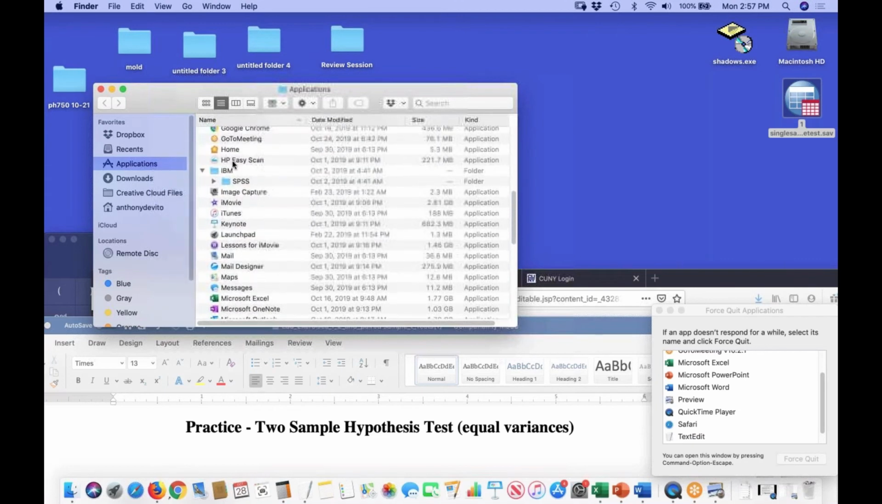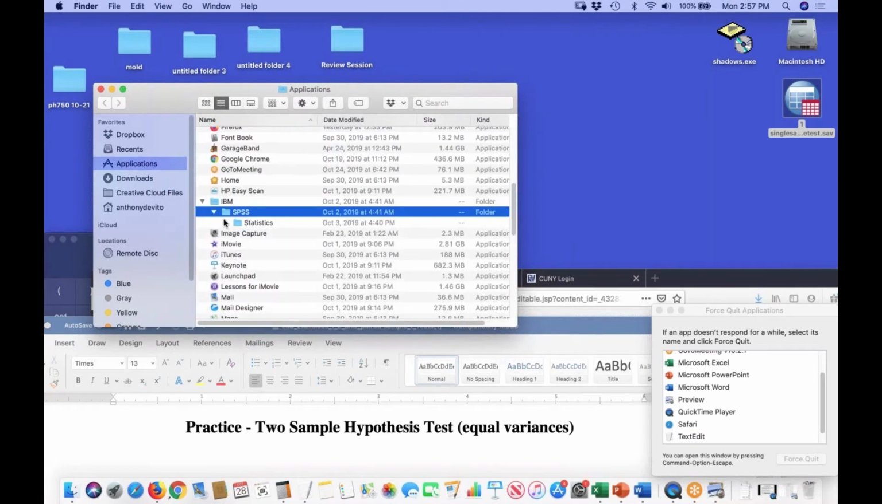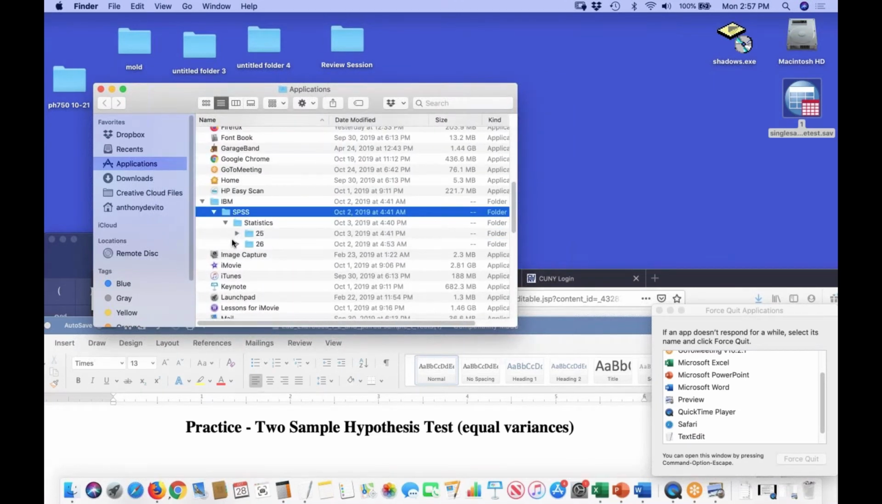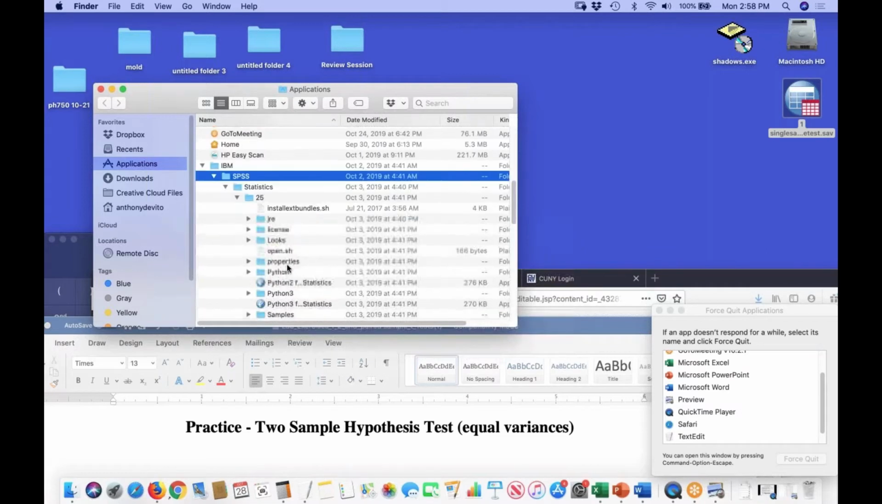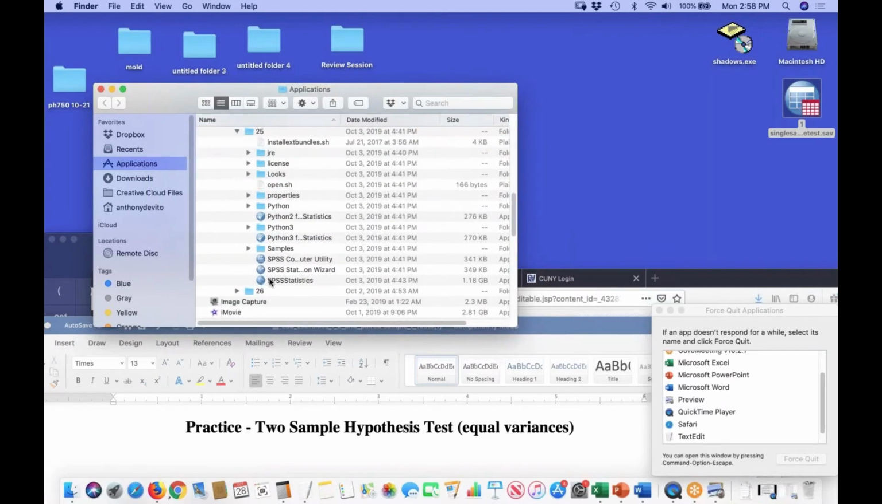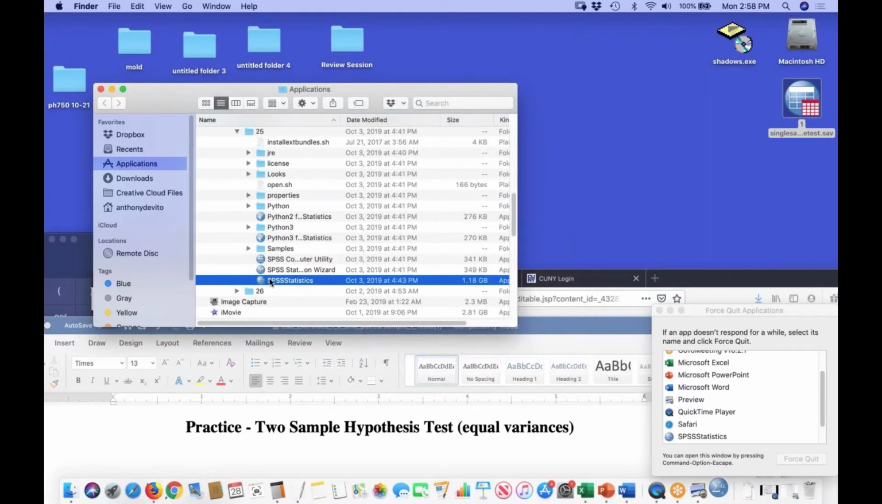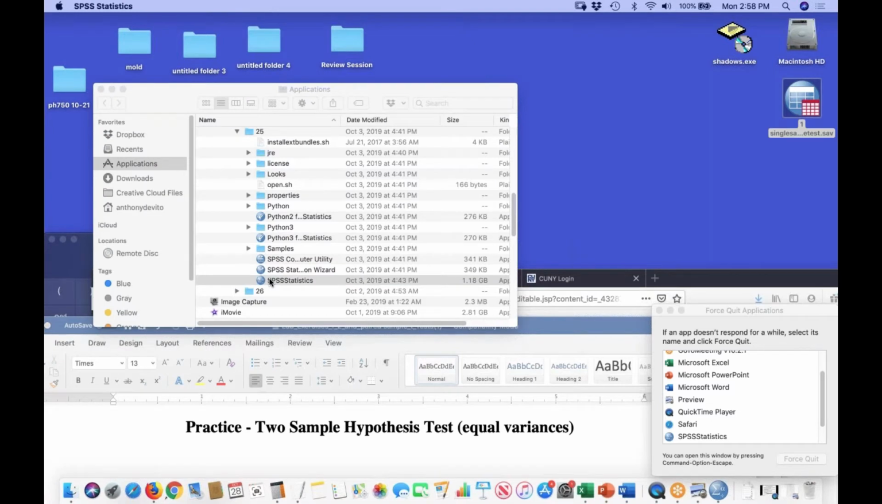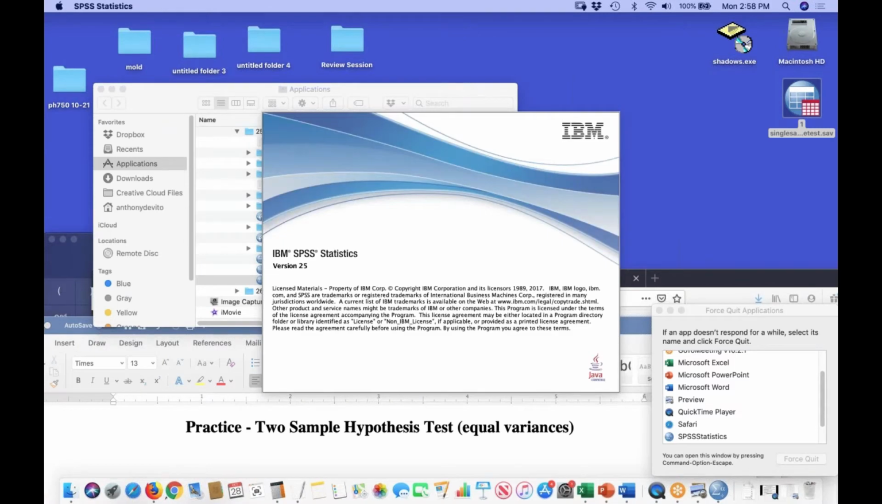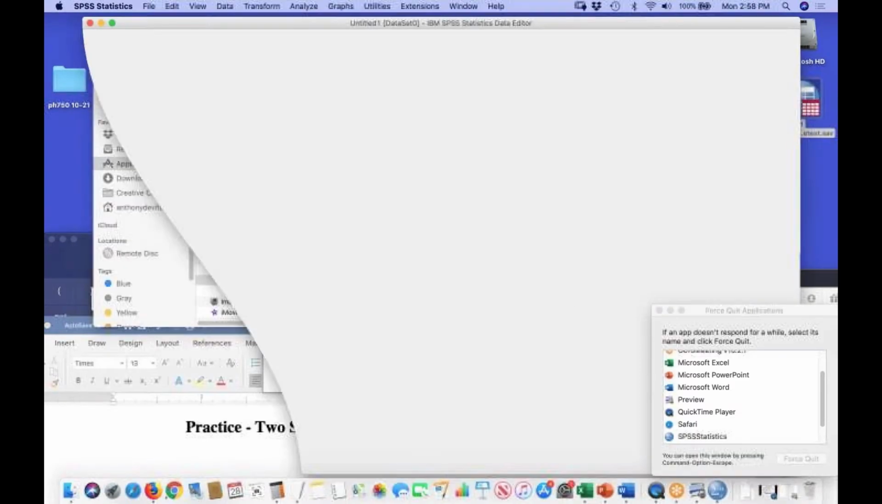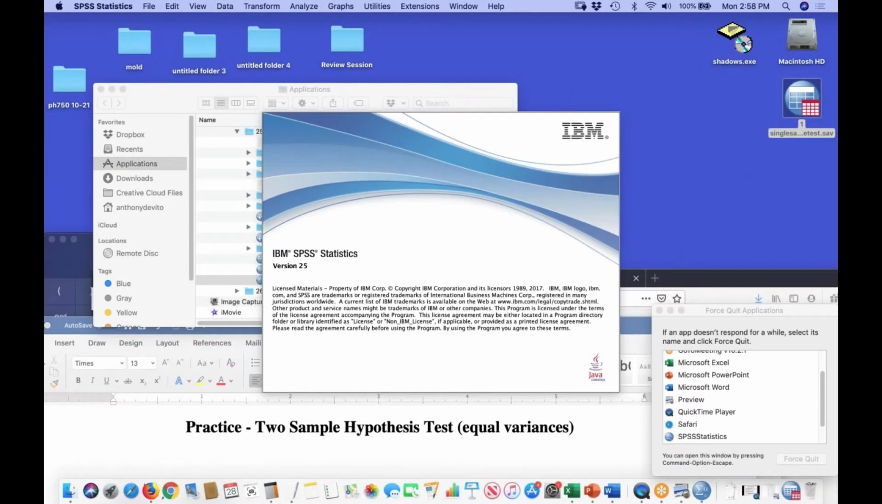IBM SPSS version 25, and here it is right here. I need to install the newer version. I need to install because I don't have a license for it anymore. Every time I start up the newer version, every time I try and open from a file, the newer version takes over. Okay.